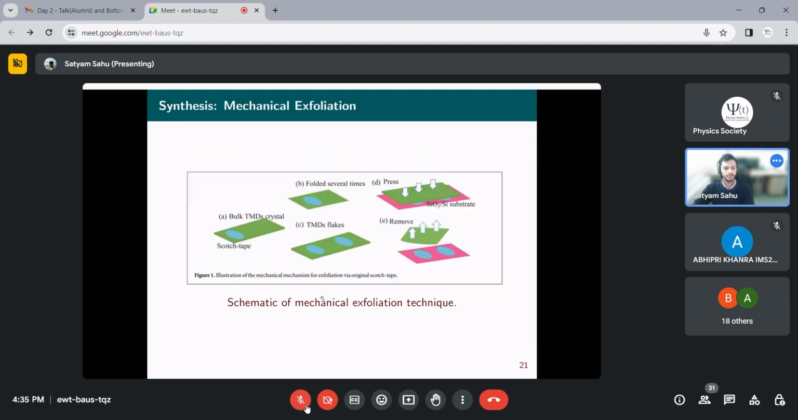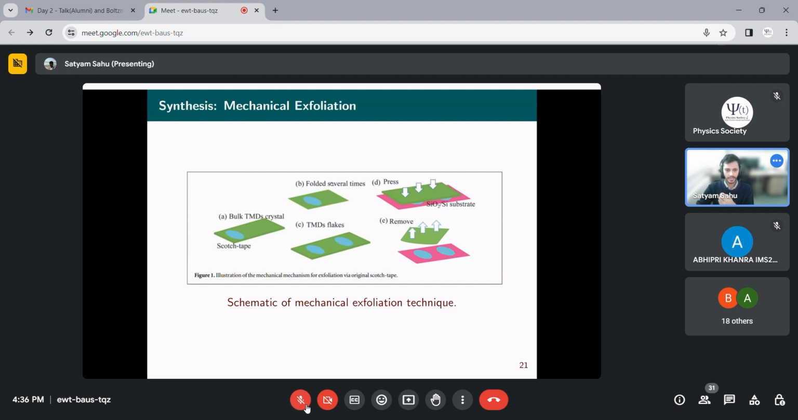Then, if we discuss mechanical exfoliation, it's the most fundamental technique, and the guys who won the Nobel Prize used this technique. They started to work with the tape, and they were always playing, and someday they saw something interesting. Essentially, you have a tape here, the green color one, and then you put the bulk crystal on top of it.